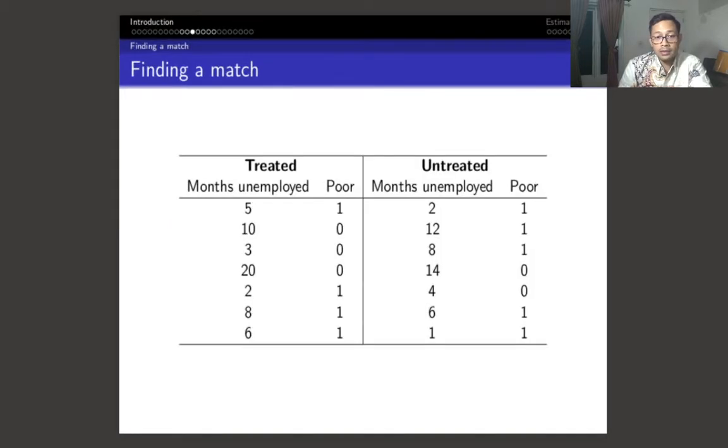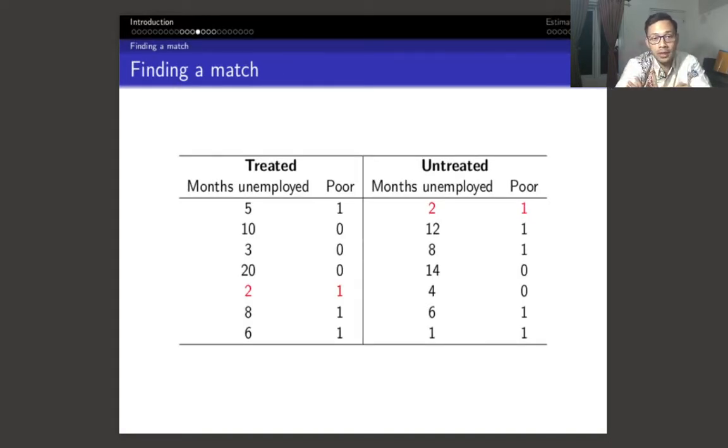Now, let's take a look at this particular example to provide you an idea on why we're going to need a large data set. Suppose you have two groups. The left columns are going to be the treated group, and the right columns are going to be the untreated group. Suppose that the variables that determine whether or not an individual receives a treatment are the number of months unemployed and an indicator of poor. Okay, so that's going to be our observable. So the selection on the treatment is going to be based on the two variables.